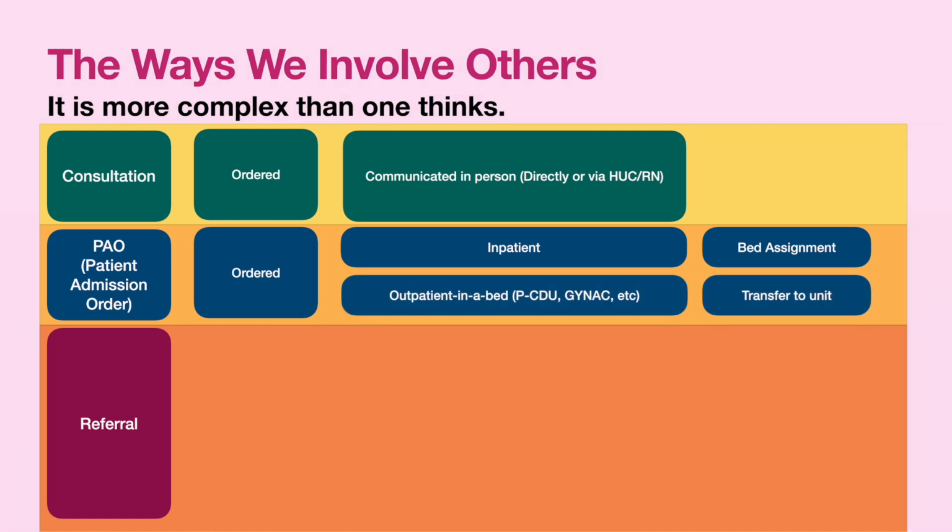However, PAOs are also used for a special population of patients, which we are calling outpatient in a bed. These are patients who are going to the floor, but they're not going as an admission. The two biggest examples are pediatric CDU and GIMRAC, and there are a couple of others. What happens here is you order the outpatient in a bed, it's still a PAO, and then the patient is transferred to the unit without actually being admitted to the hospital as an inpatient.